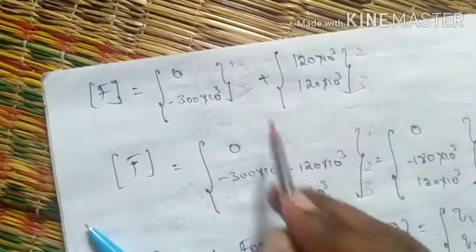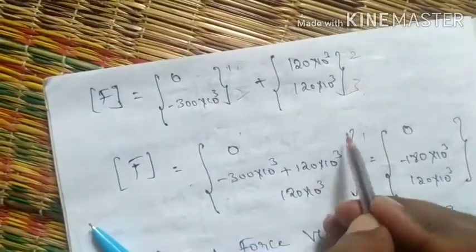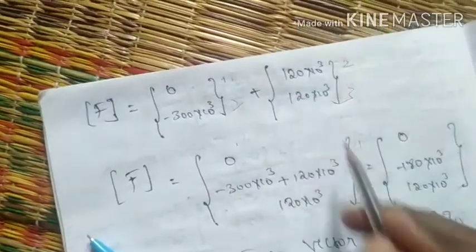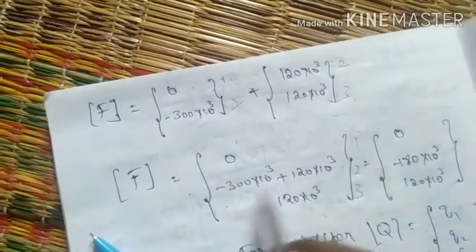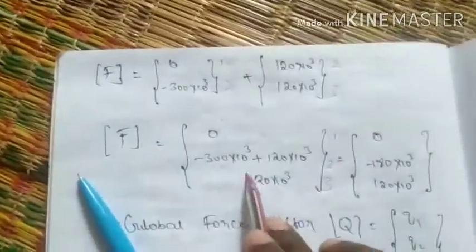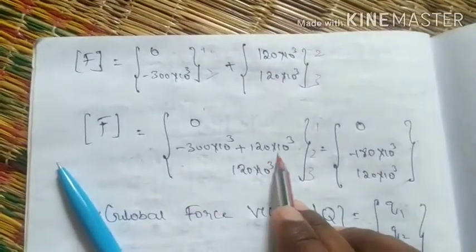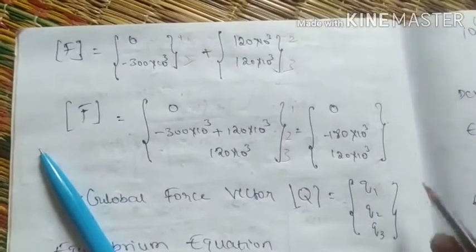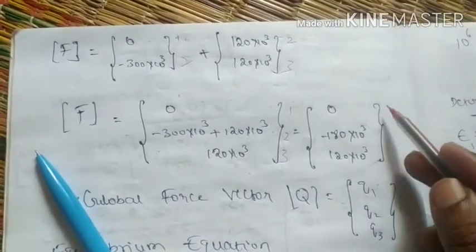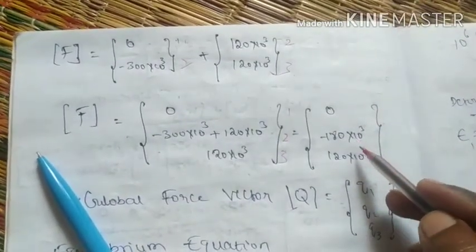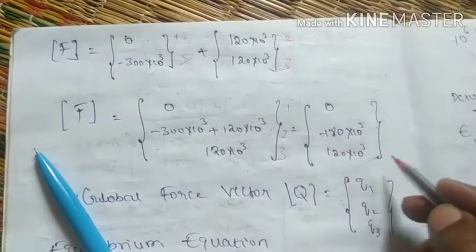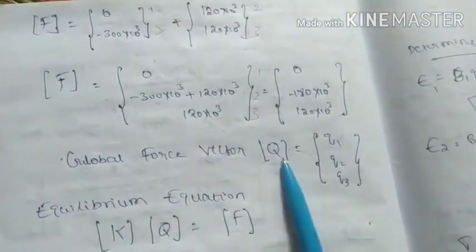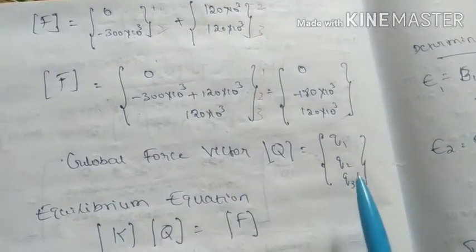1 plus 1 is 0. Next, for 2, here minus 300 plus 120. Next, for 3, here only 120 into 10 raised to 3, and 3 minus 300 into 10 raised to 3 plus 120 into 10 raised to 3 becomes minus 180 into 10 raised to 3. Therefore this global force vector becomes 0, minus 180 into 10 raised to 3, and 120 into 10 raised to 3. Similarly, the global displacement vector Q is equal to Q1, Q2, Q3.